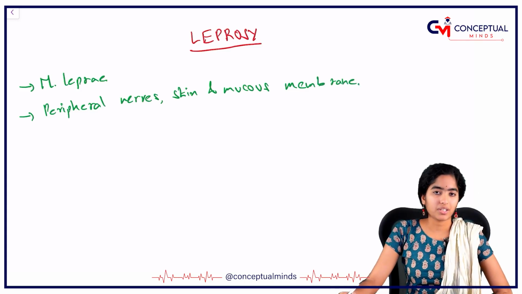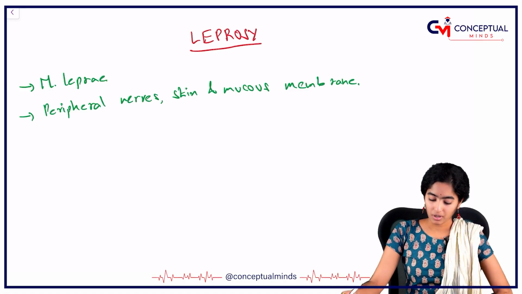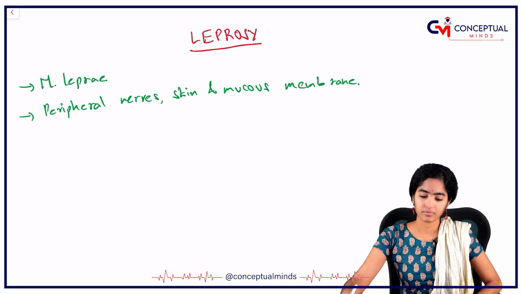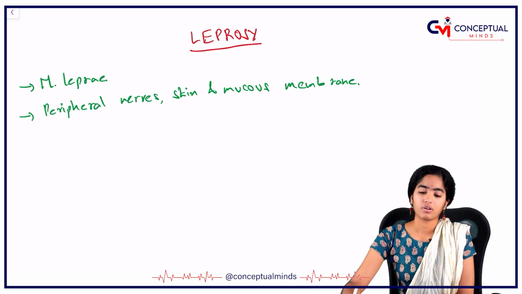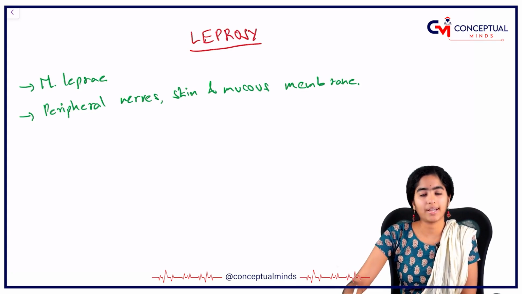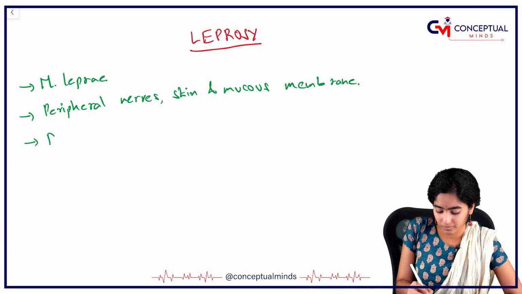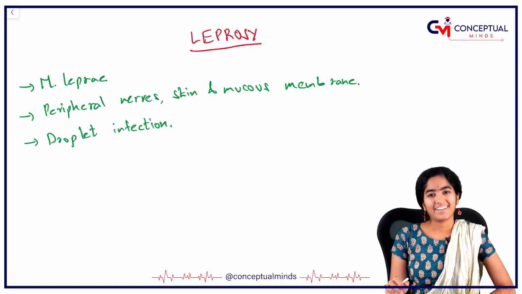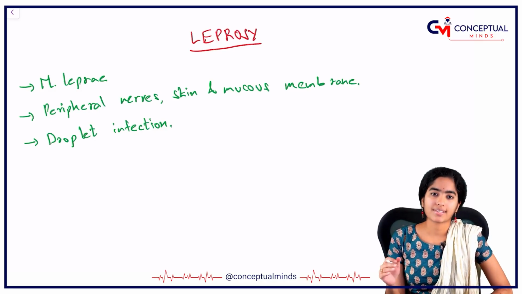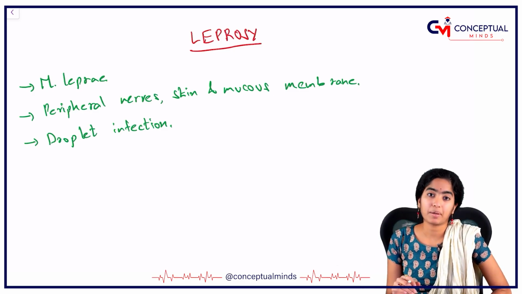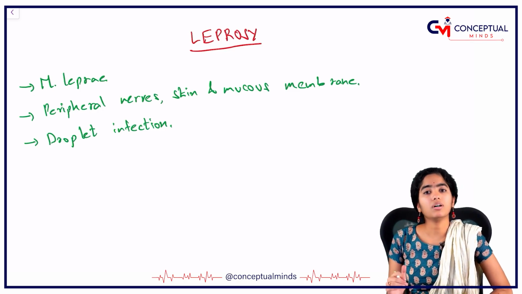Leprosy is common in tropical and subtropical countries where the climate is warm and wet. The mode of transmission is direct human-to-human contact. It spreads by droplet infection. Reduced cell immunity results in multiplication of the bacteria. And also, the inflammatory reaction called lepra reaction is the one that damages the nerves.